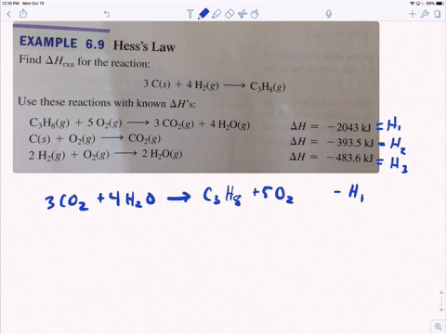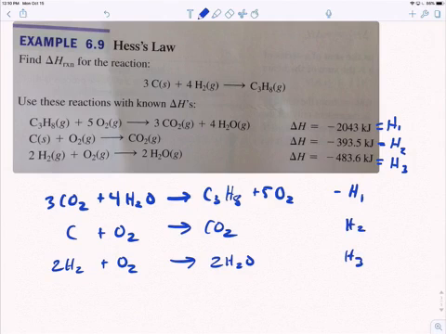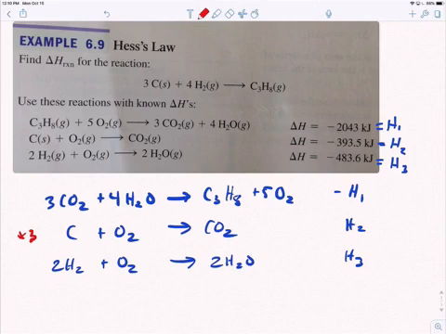The next two are fine, I can leave them as is. Carbon plus oxygen makes CO2, and 2 hydrogens plus oxygen makes 2 H2O. And so I'm just going to leave these as H2 and H3. So how many carbons do I need? I need 3 carbons. So this one here, I'm going to multiply by 3. So I have 3 carbons, 3 oxygens, and 3 CO2s, and then 3 H2s. I see H2 and thought of hydrogen for a second.